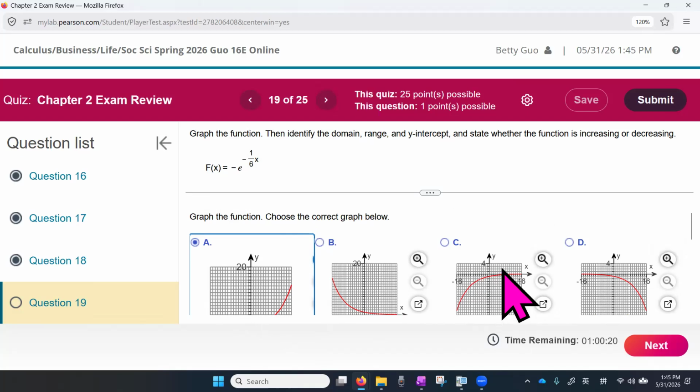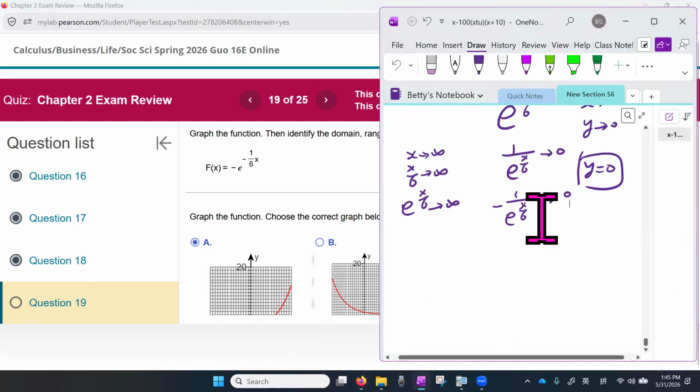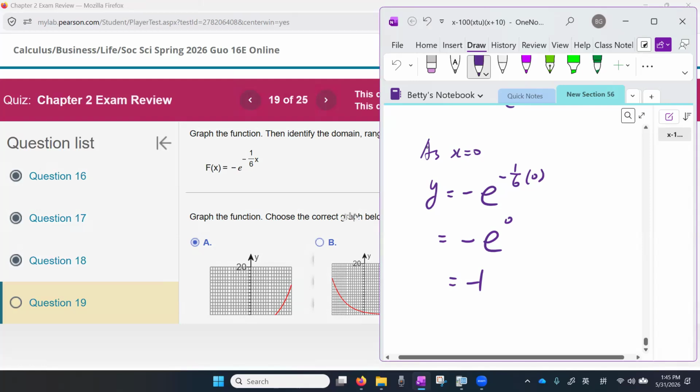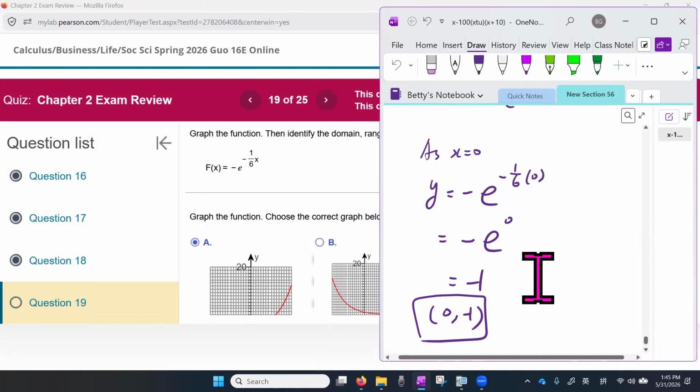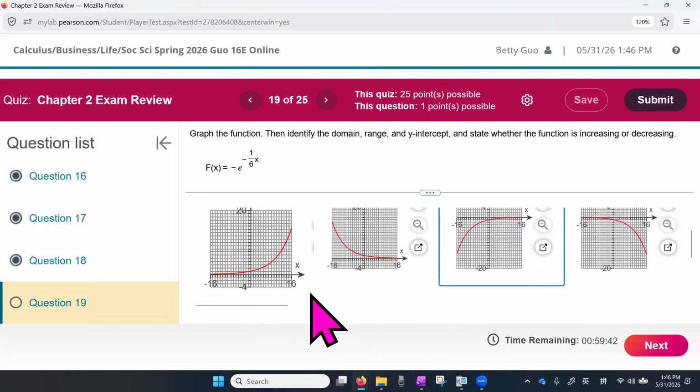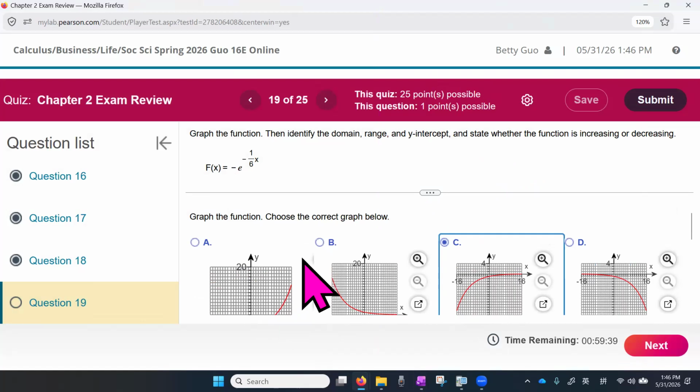Okay, let's see the y-intercept. When x equals 0, what is y? When x equals 0, y equals negative e to the power of negative 1 over 6 times 0. So it's negative e to the power of 0, that's negative 1. So the y-intercept is (0, -1). So the curve cuts the y-axis below the origin.